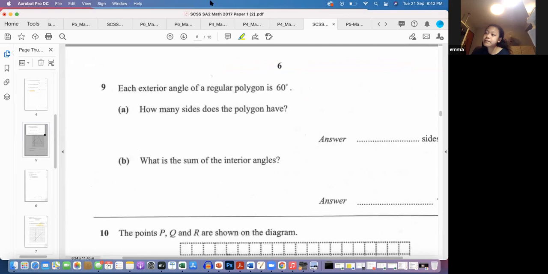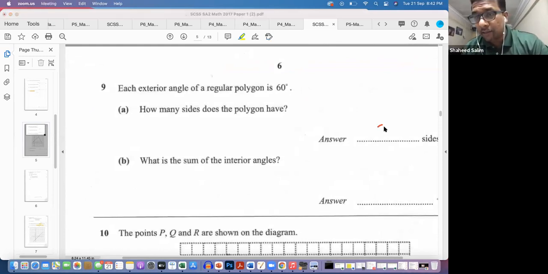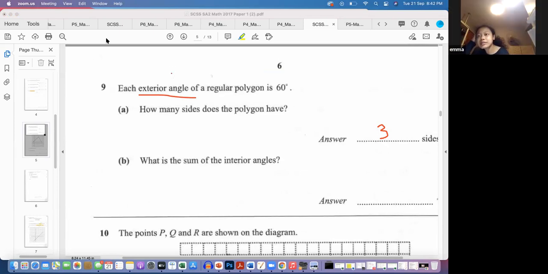Okay, what's the answer for this one? 3. Three side. This is exterior angle. So what is exterior angle? We look at exterior angle.